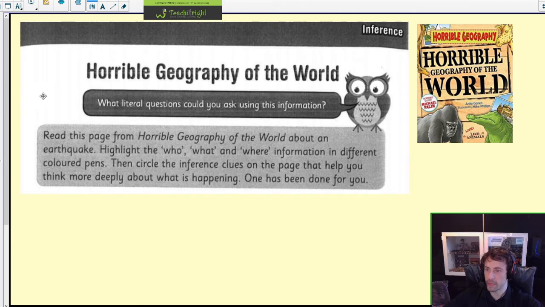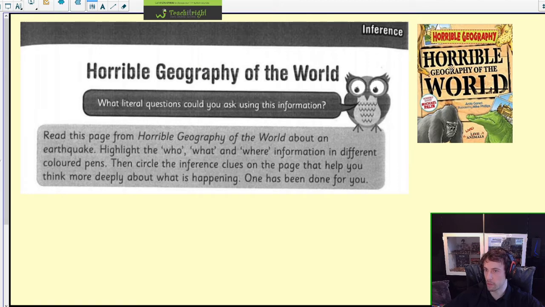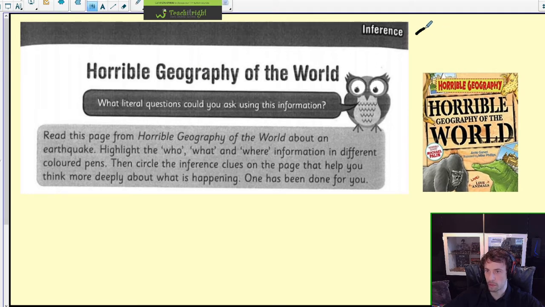The paper we're going to be starting is actually from Horrible Geography of the World. These are the same people who do Horrible Histories, and I believe it's on page 29. You'll find it, so page 29 in your book. Let me just write that up at the top.